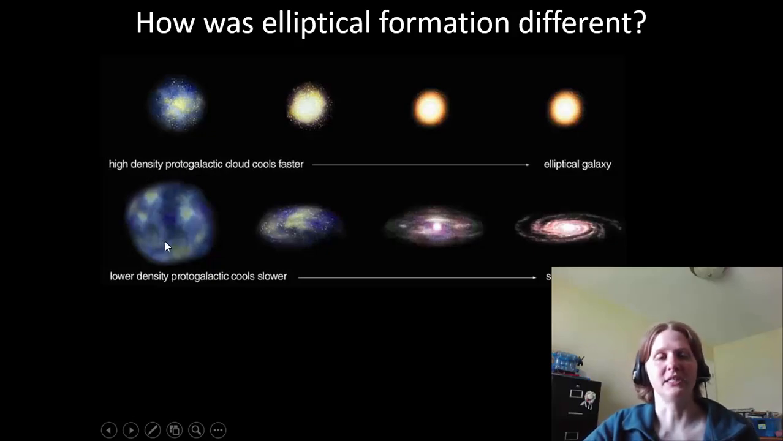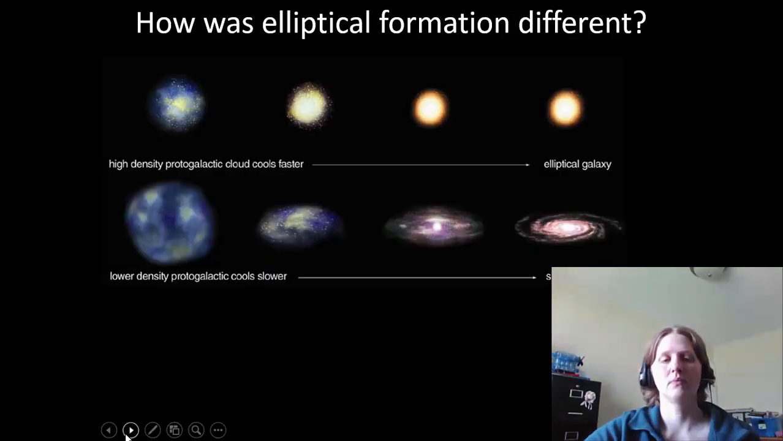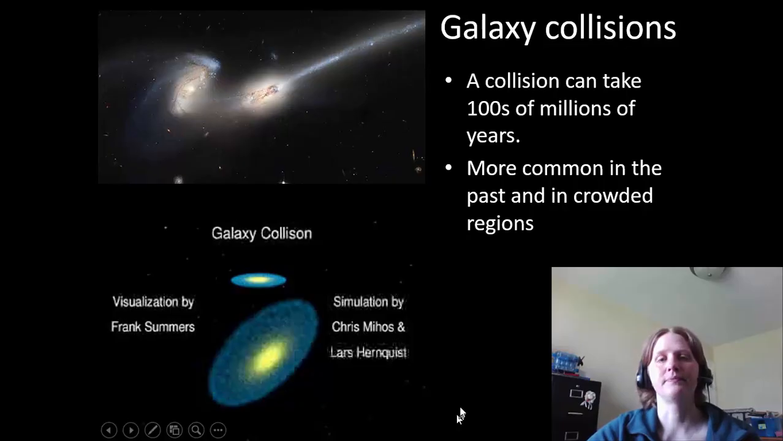So gravity is going to be slowed a little bit by gas pressure, and that's going to allow the gas to settle into a disk before the stars really form. So that's two ways in which you might make an elliptical galaxy instead of a spiral galaxy. But there's a third way: galaxy interactions.